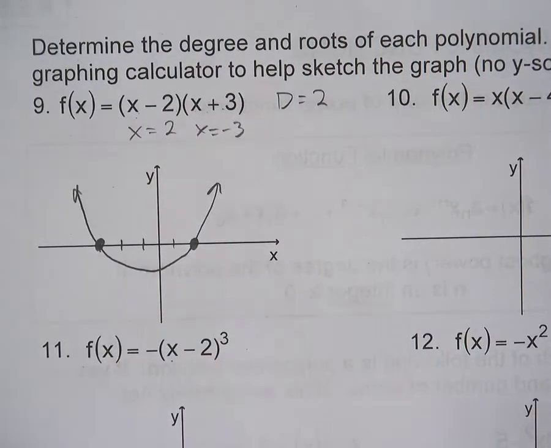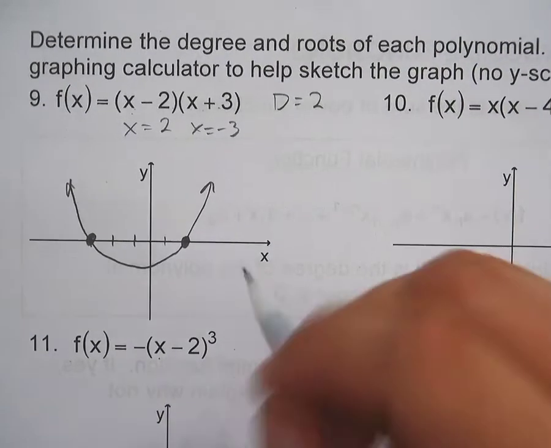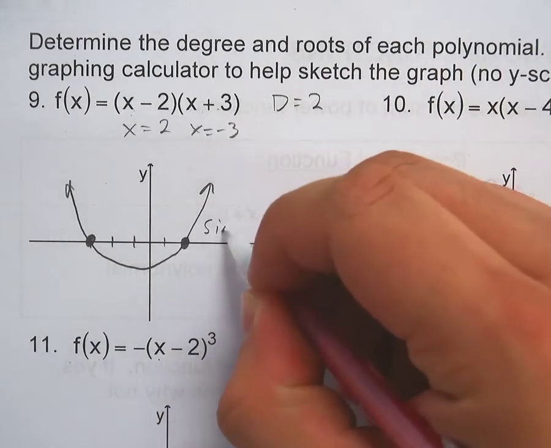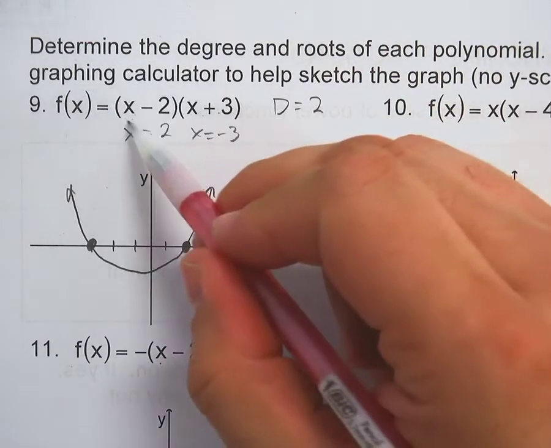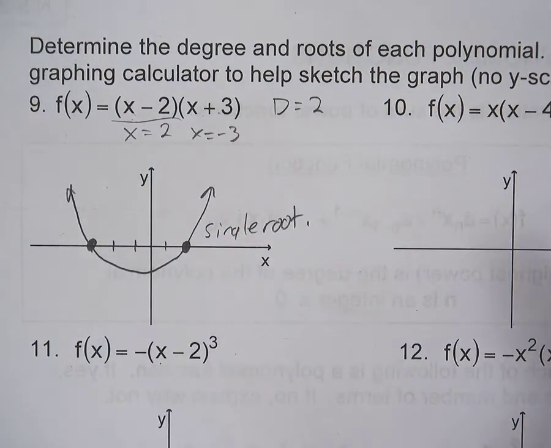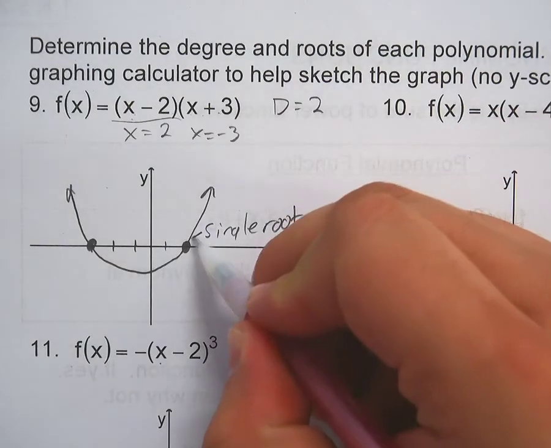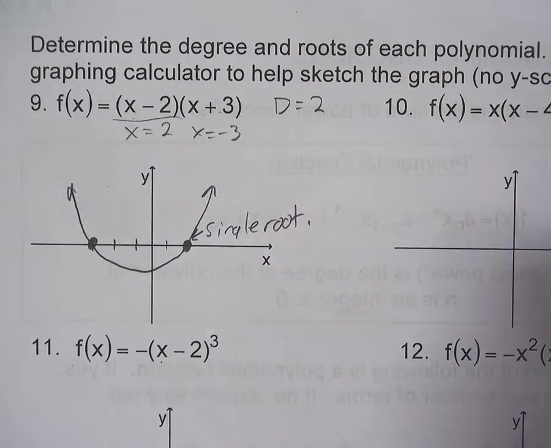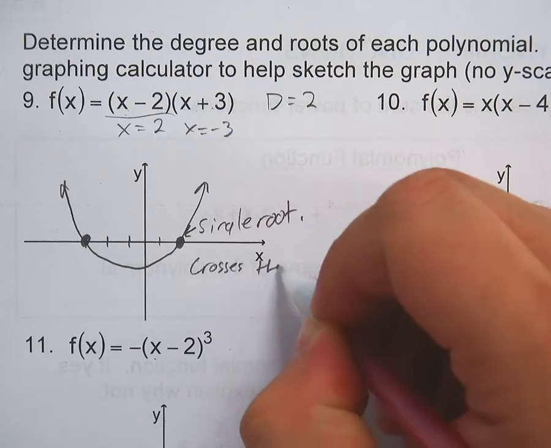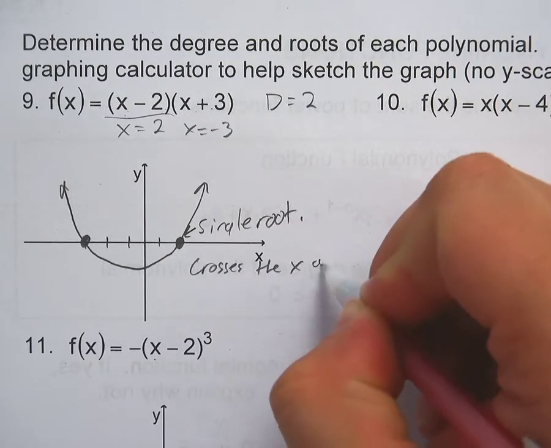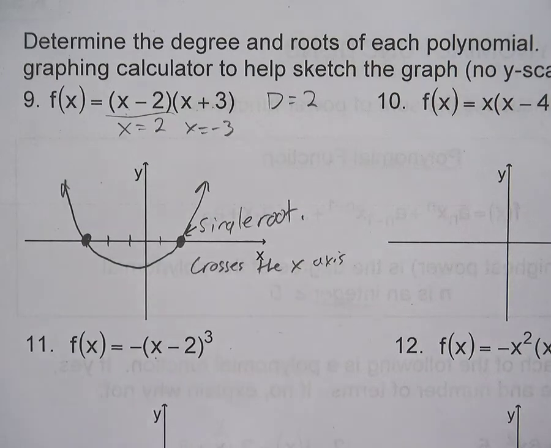Just for the sake of time, I'm not going to use a calculator to help me out with this because I already know what's going on here. But this is called a single root. And you see how it only happens once? It's called a single root. That means that it crosses the x-axis. So single roots cross.